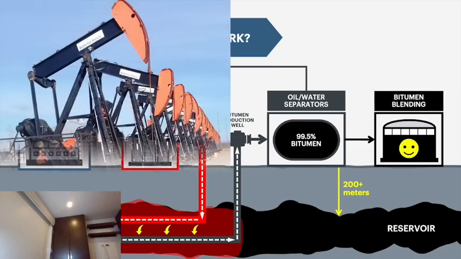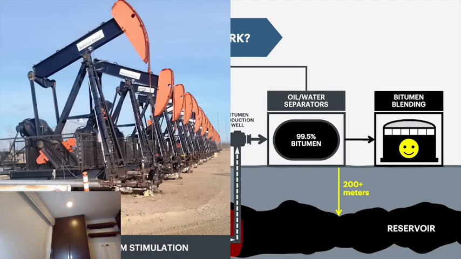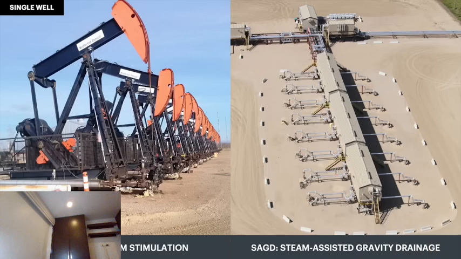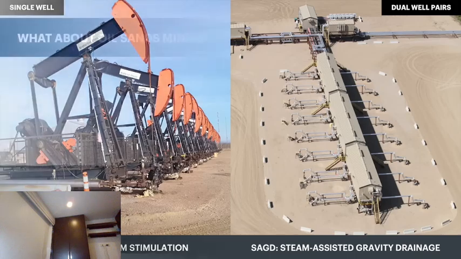There are two types of in situ technologies: the original cyclic steam stimulation facilities, which use a single well for both steaming and bitumen production, and the more common steam-assisted gravity drainage facilities, which use separate wells for steam injection and bitumen production. Both produce a clean, marketable bitumen, which is diluted and sold to market as a heavy oil blend.